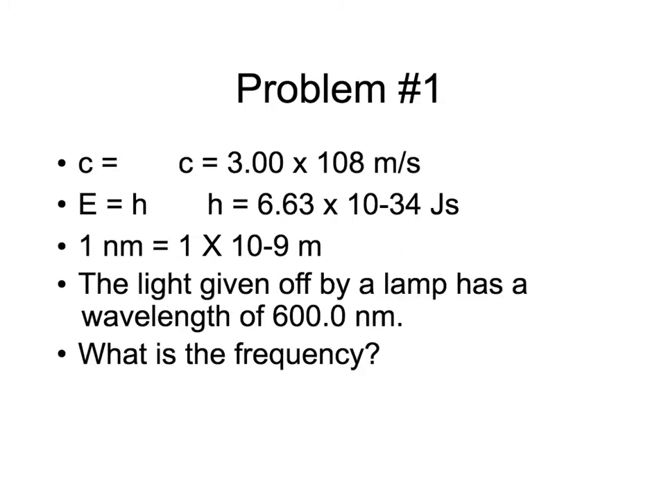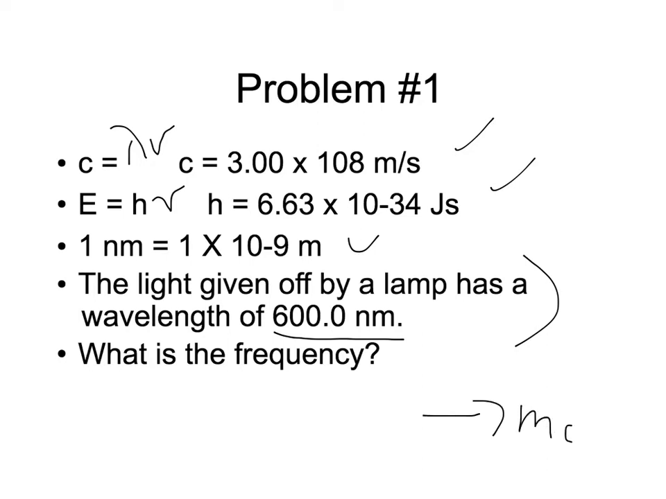I'm going to go through this problem pretty quick because this was actually on the calculator item. So we have C equals lambda times nu, E equals h times nu, the speed of light, and Planck's constant. What we're trying to determine is the light given off by a wavelength of 600 nanometers. Now the first step with any wavelength is you must convert that wavelength to meters. Whatever that wavelength's in, you must convert it to meters.